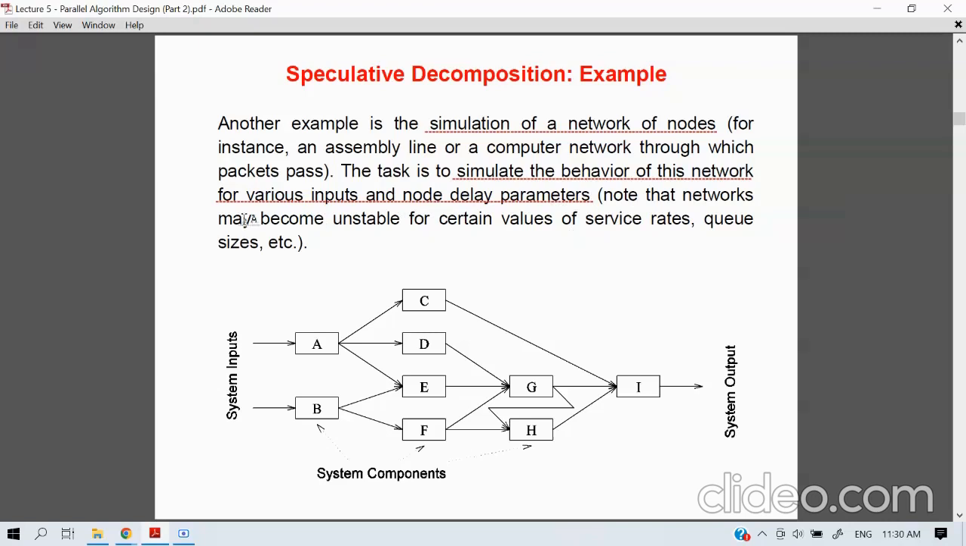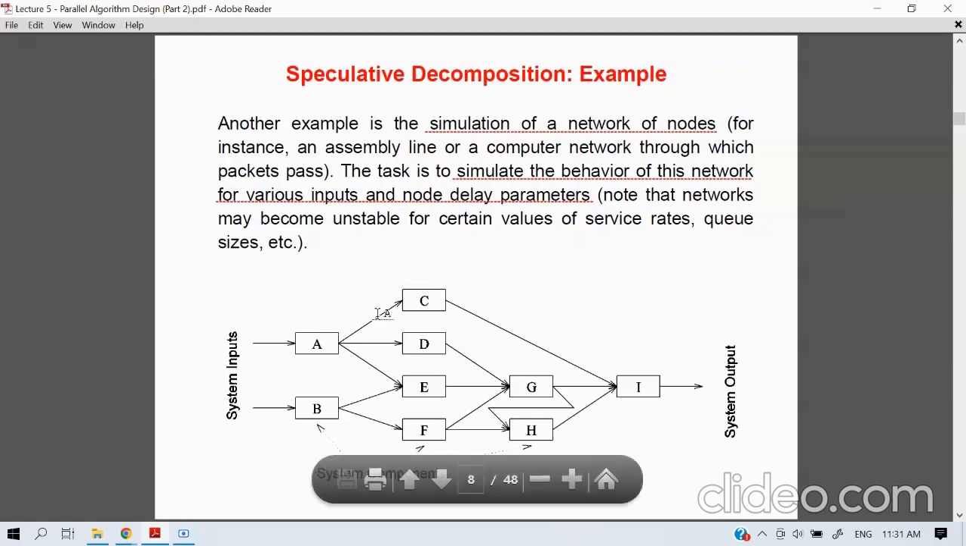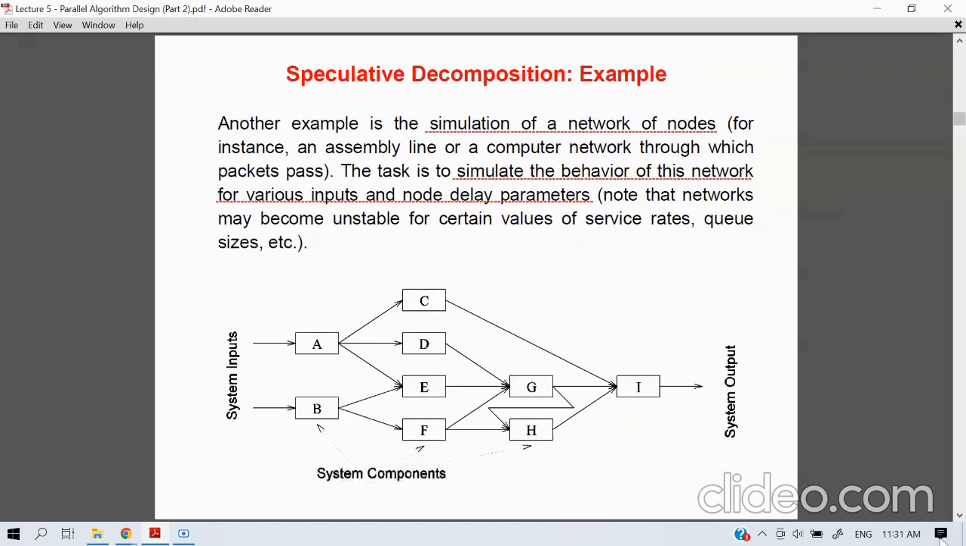Note that networks may become unstable because of what? Kita tak tahu, maybe ada unstable, lagging ke and so on. Ada queue sizes and so on. So we need to speculate. We need to use speculation when we want to decompose this problem into sub-tasks.